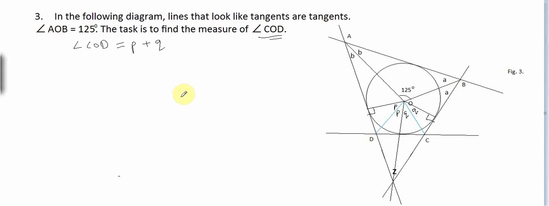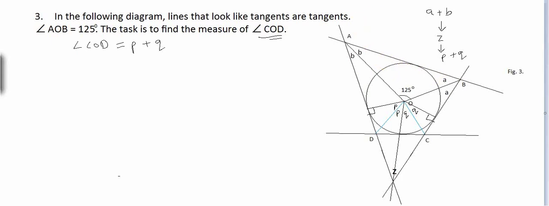So how we are going to find P plus Q is as follows. First we find A plus B. From A plus B we find Z, and from Z we find P plus Q. And to find these angles, all we are going to use is the angle sum property, a property as simple as the angle sum property of a triangle and of a quadrilateral. So how do we find A plus B?